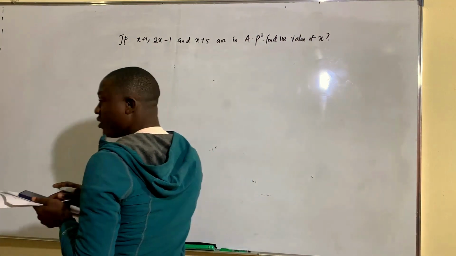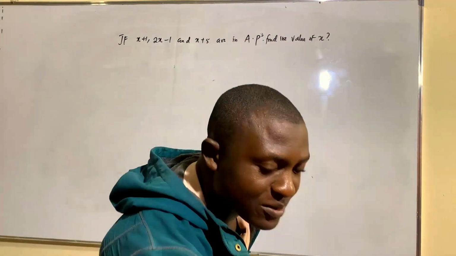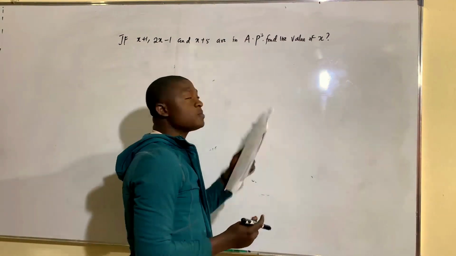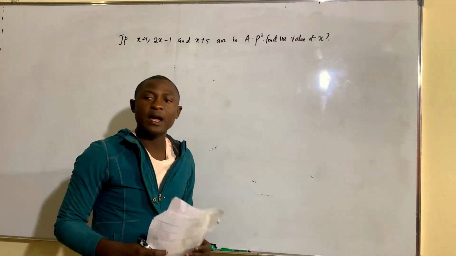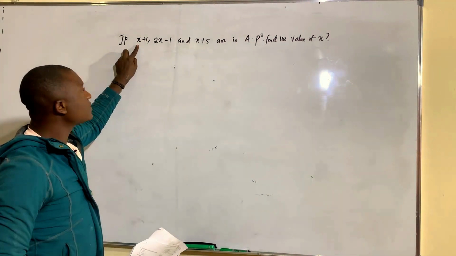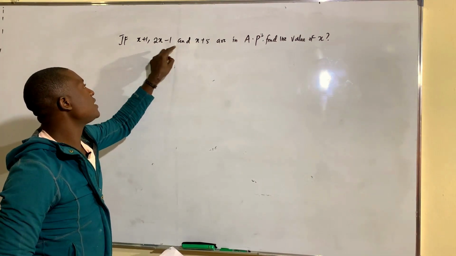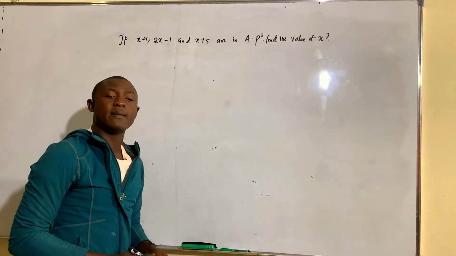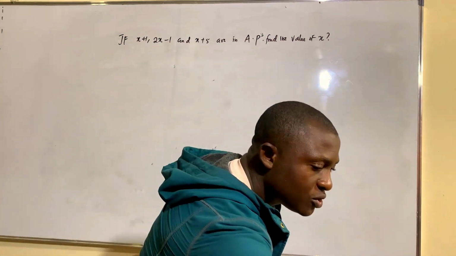Look at it. You can see that all the terms we have here are in terms of x, but it's just like packaging. It's still simple. We can solve this problem using the same approach. We have x plus 1, 2x minus 1, and x plus 5 in AP, find the value of x. You can use any approach you like to solve this problem.